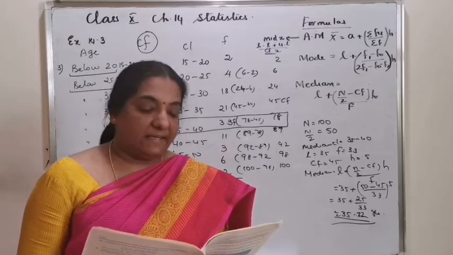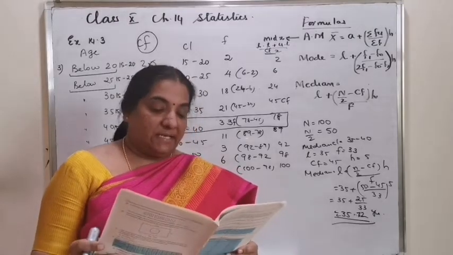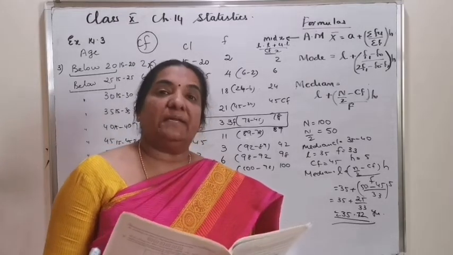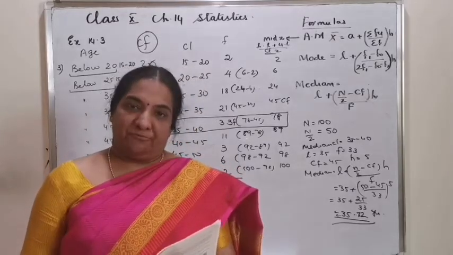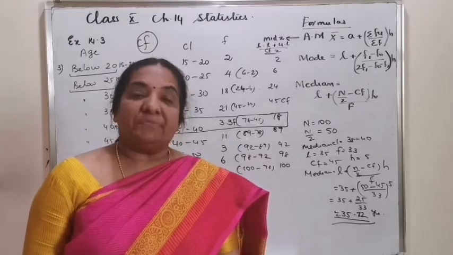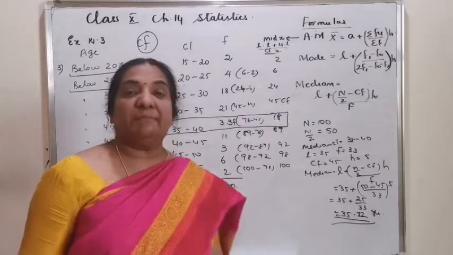And the next questions are number 4, 5, 6, 7. 5, 6, 7 are direct. Number 4 is an inclusive class interval. They have given you a hint: make it exclusive by subtracting 0.5 and adding 0.5, and find the median by the normal method.